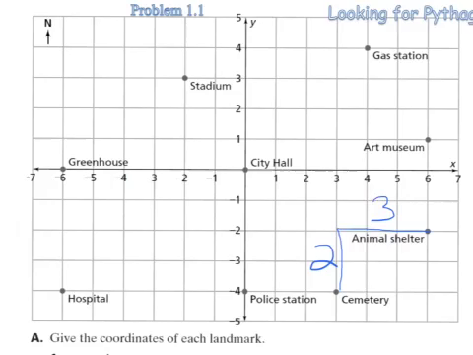For example, if I went 1 block north, 1 block east, 1 block north, and then 2 blocks east, that will get me to the animal shelter, and if you count the distance, it would be 1, 2, 3, 4, 5. It would still be a total of 5 blocks in driving distance. So there's many routes to get there in the shortest driving distance.